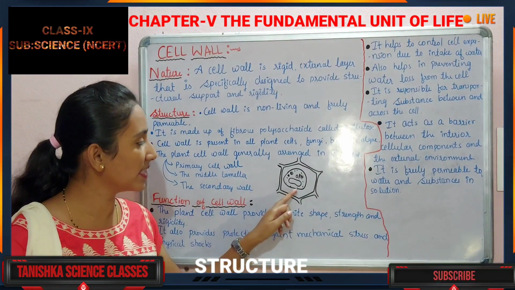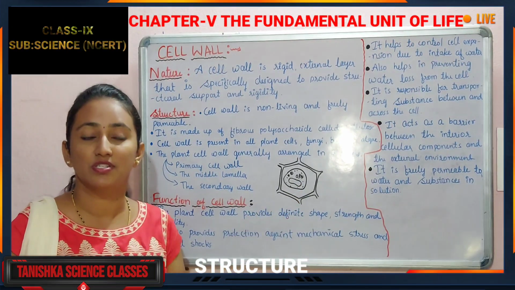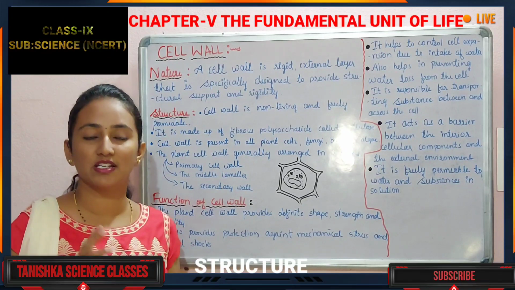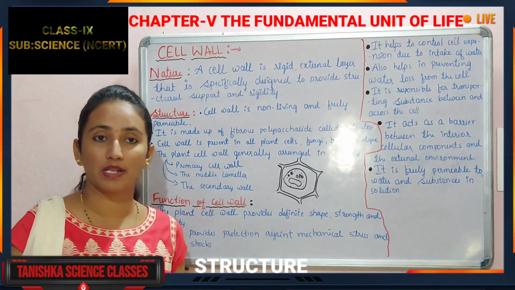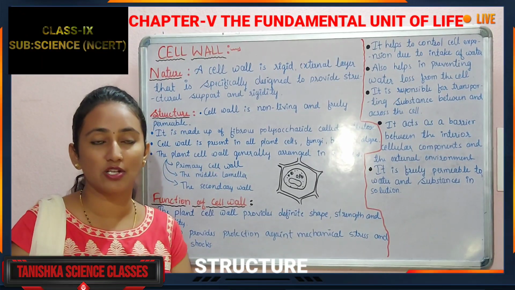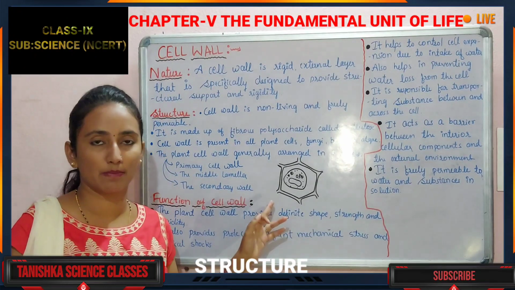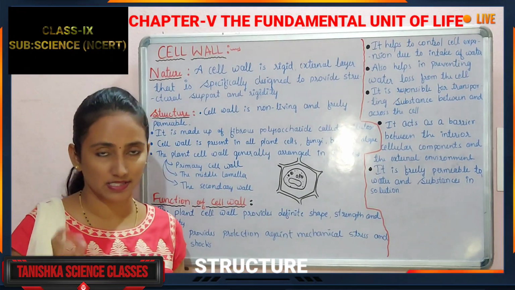The primary wall is designed first, and it helps in the stretching of the cell wall. Sometimes water comes into the cell. At that time the cell should stretch and expand its size. So the primary cell wall helps to expand the cell.